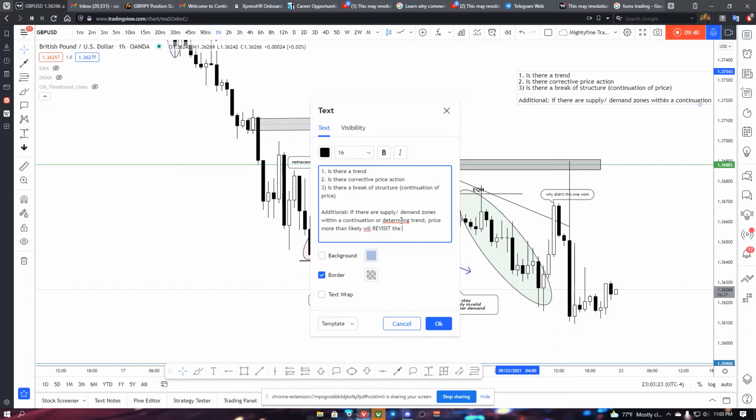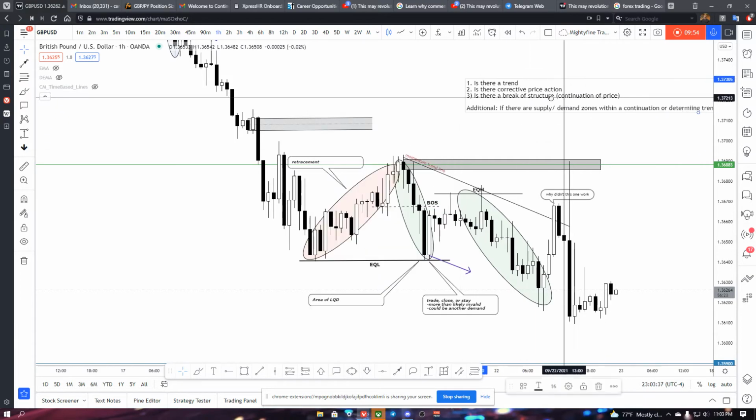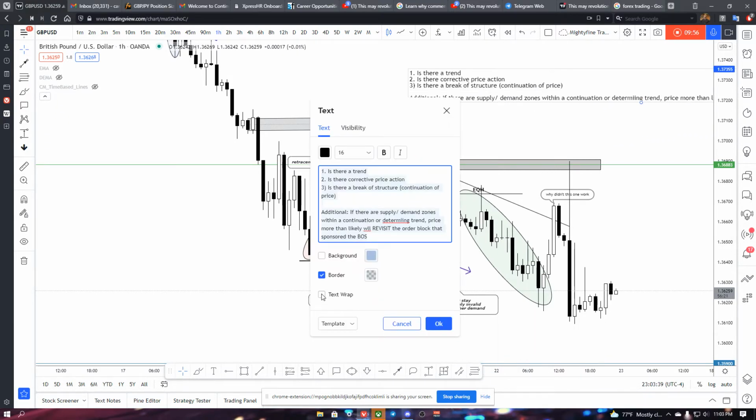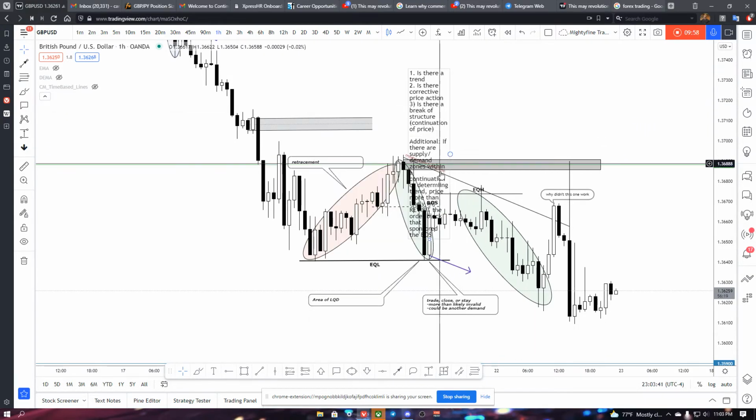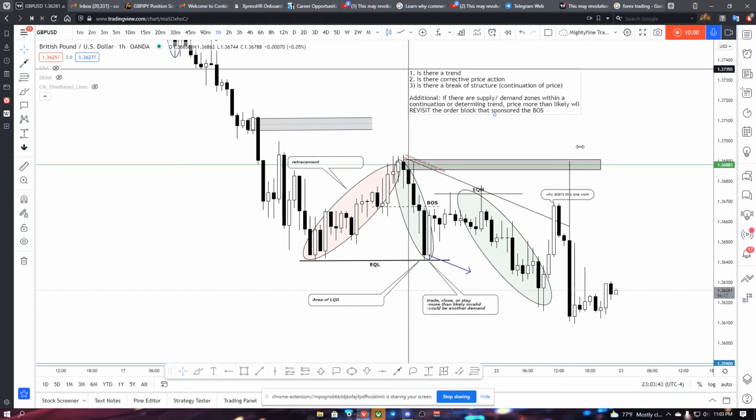The order block that sponsored the break of structure. I really need a, yeah, we'll text wrap that. Oh my God. There we go.